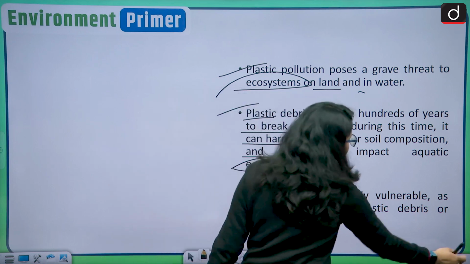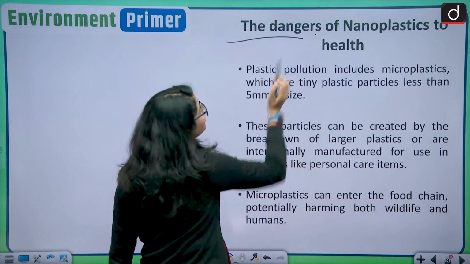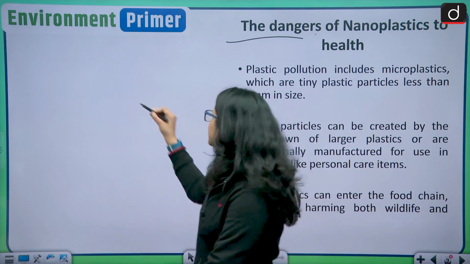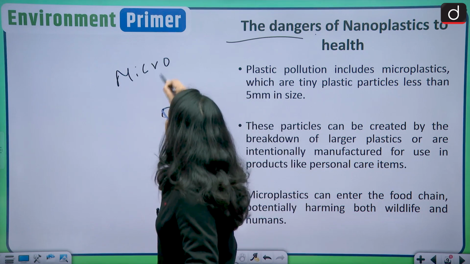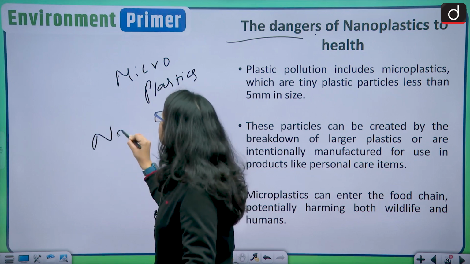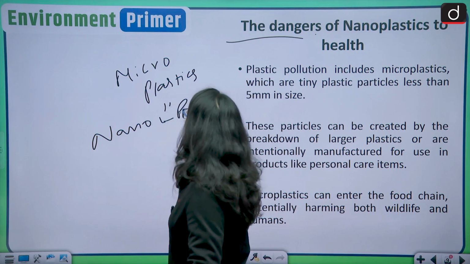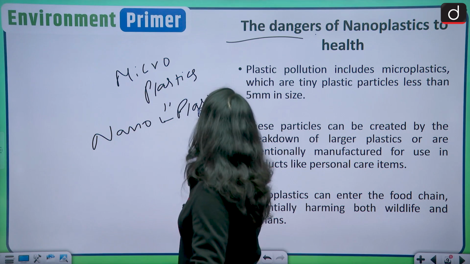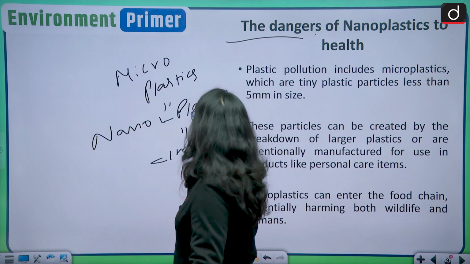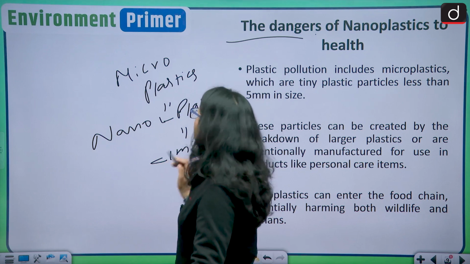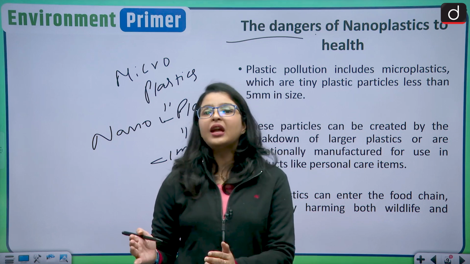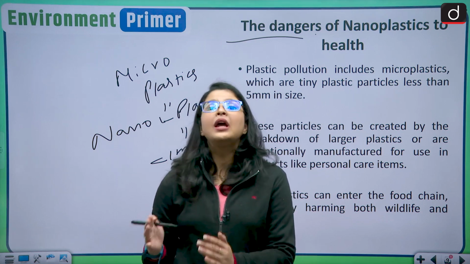Now let us analyze the dangers of nanoplastics to human health. All of us have heard about microplastics. But these nanoplastics are even more dangerous than the microplastics. They are less than 1 micron in unit, and they can directly enter our blood system and hamper blood, body and brain coordination.